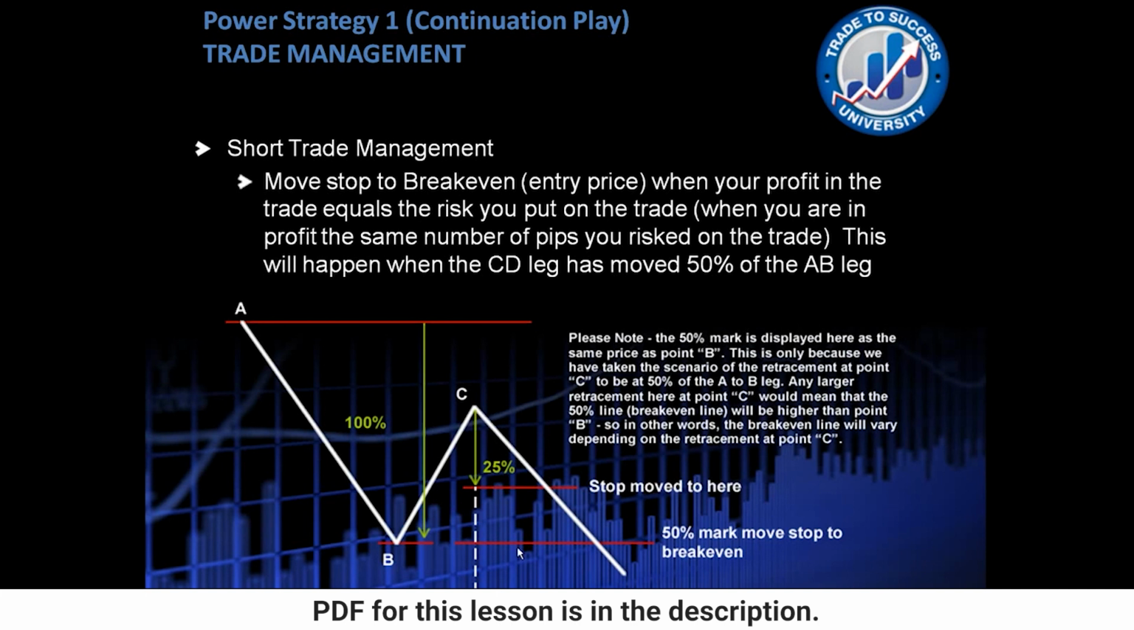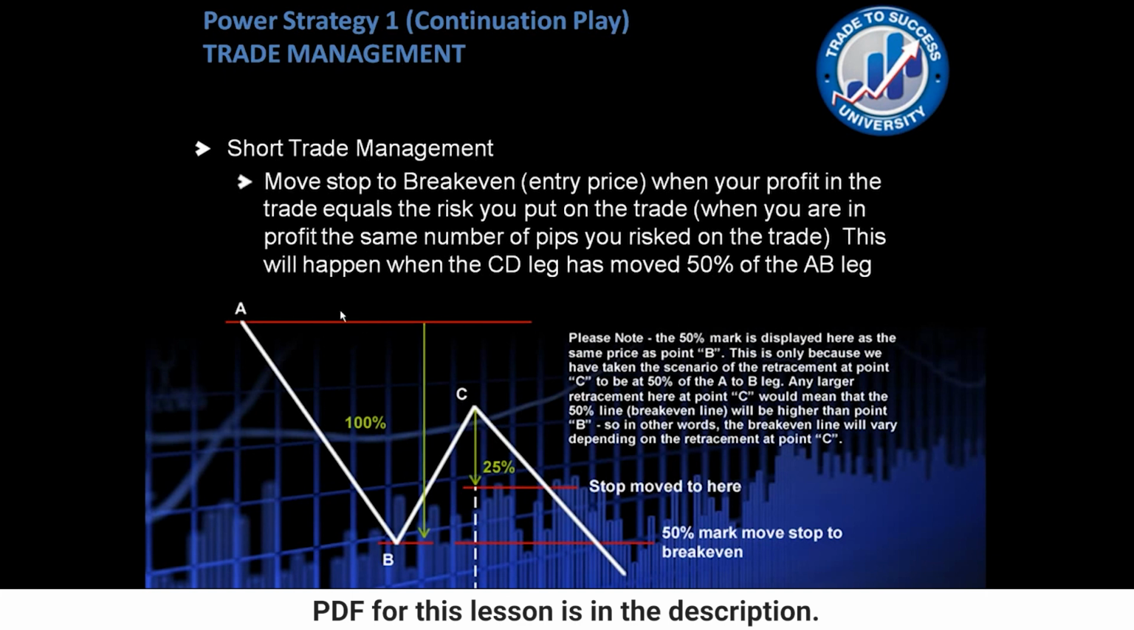Now again, the 50% mark has been marked as the same point as point B, but this is only because we've taken the scenario that the retracement at point C is 50% of the A to B move. Now if that retracement varies, so if the retracement is 60 or even 70%, then obviously this 50% mark is going to move higher and it's not going to be equal to B. So the point I'm trying to make here is it's not always that the break-even point is at point B. It depends on the move from A to B and how much the price has retraced to point C of the A to B move.